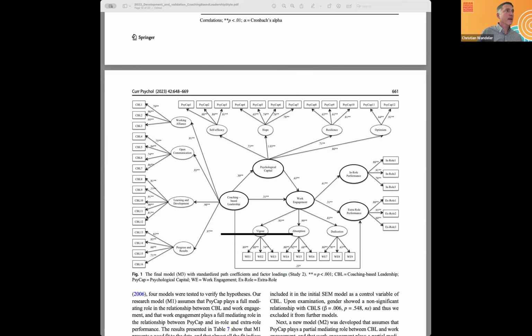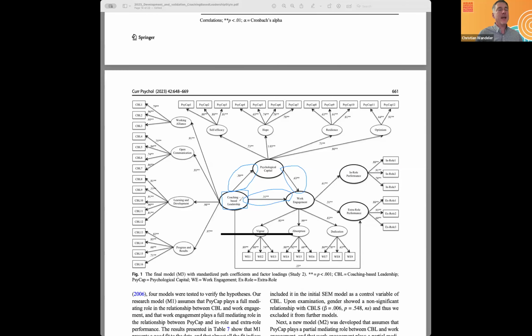Now here's the thing. The path analysis, and this is what we call the structural model. Those are the relationships between the constructs. If we wanted, we could have just made an average score for coaching-based leadership and thrown it in here as a box. But because we have this model, we make all this to come up with this score here.